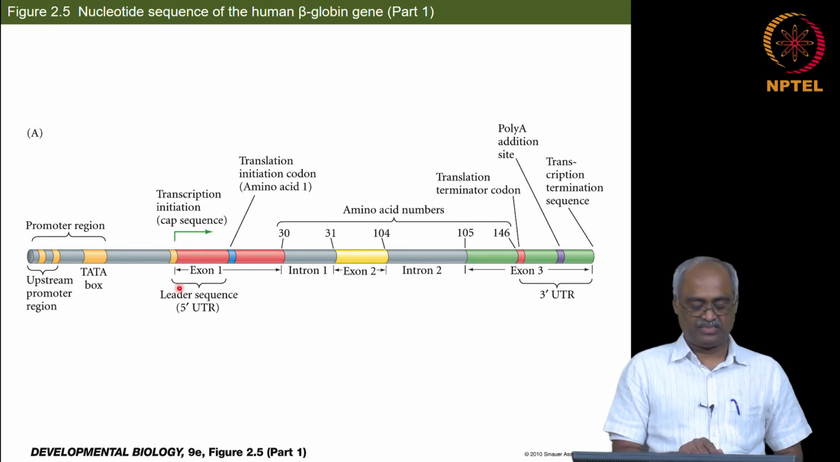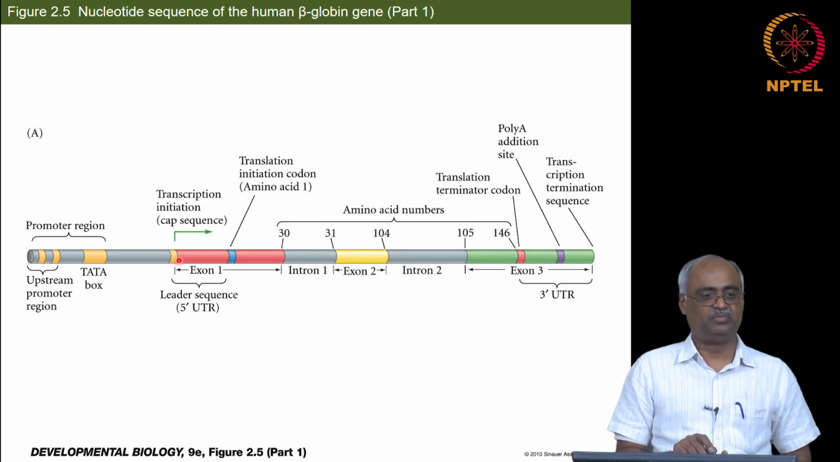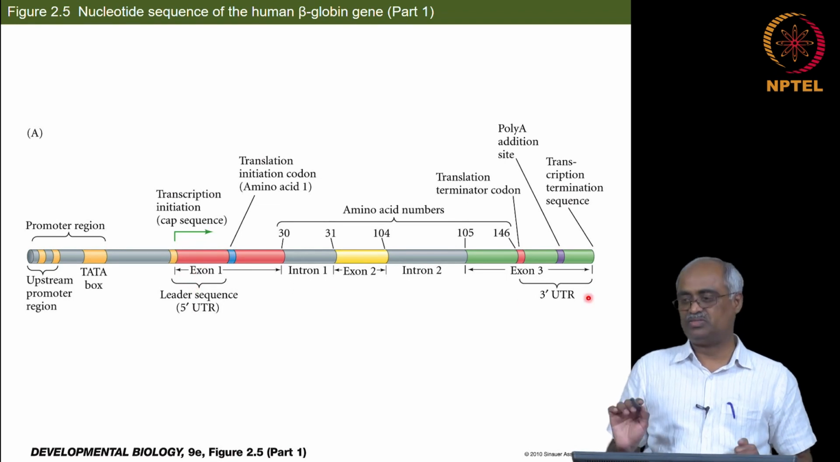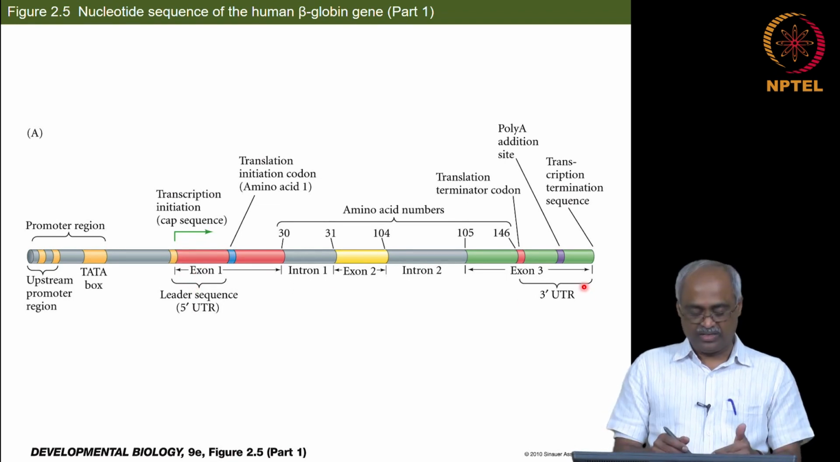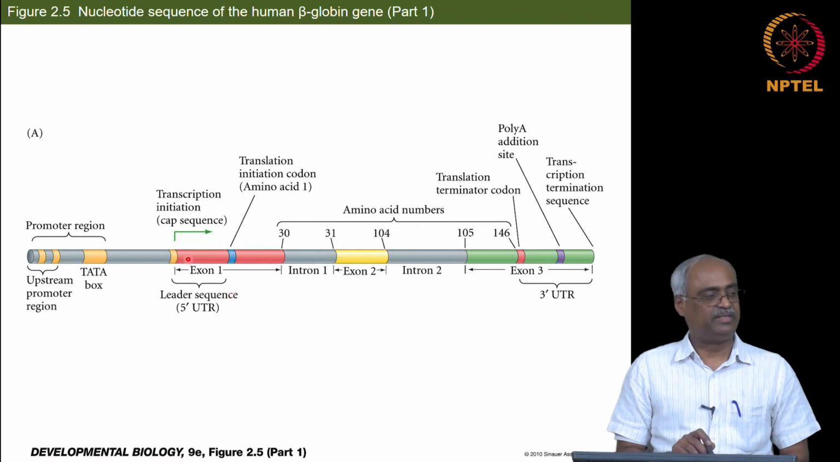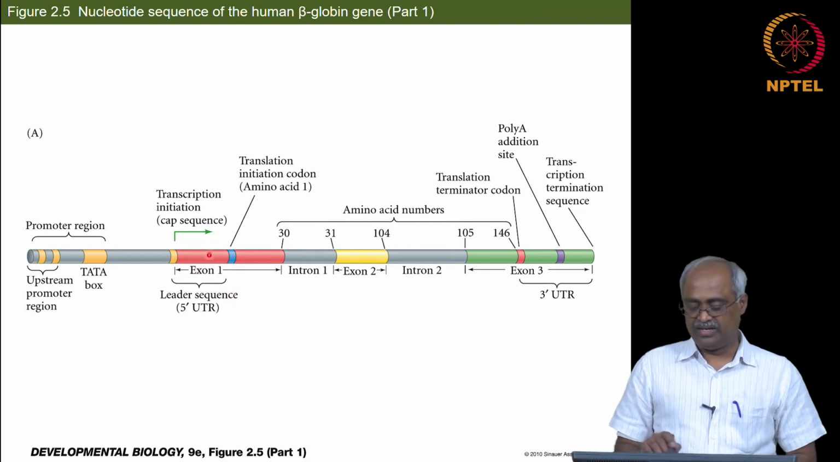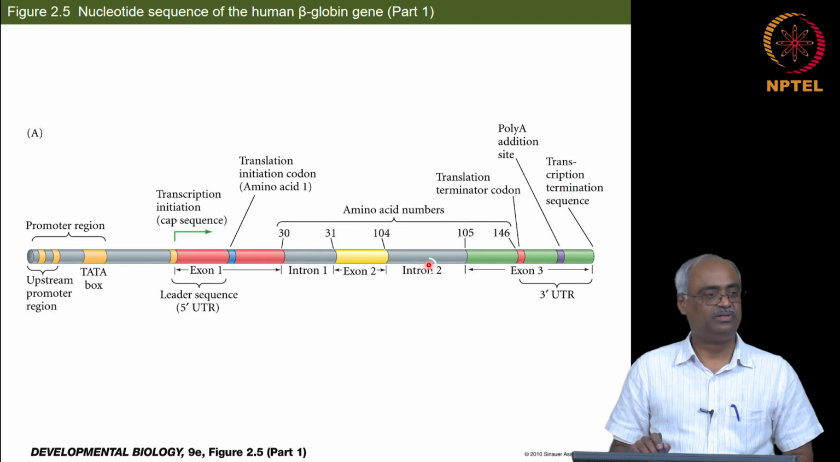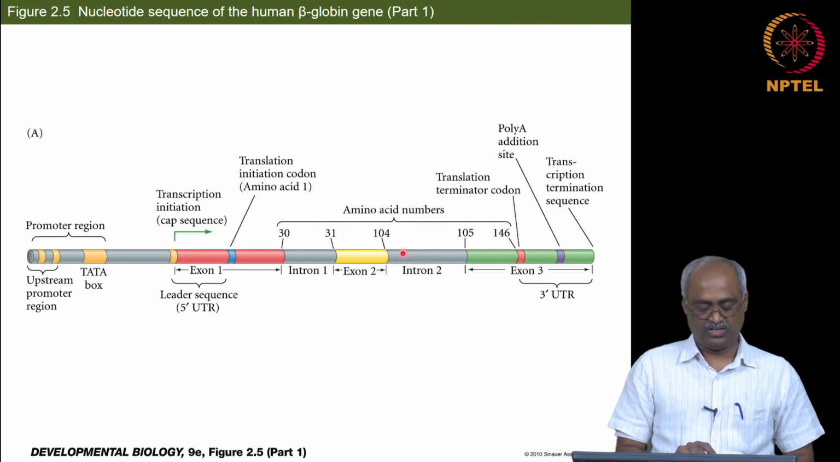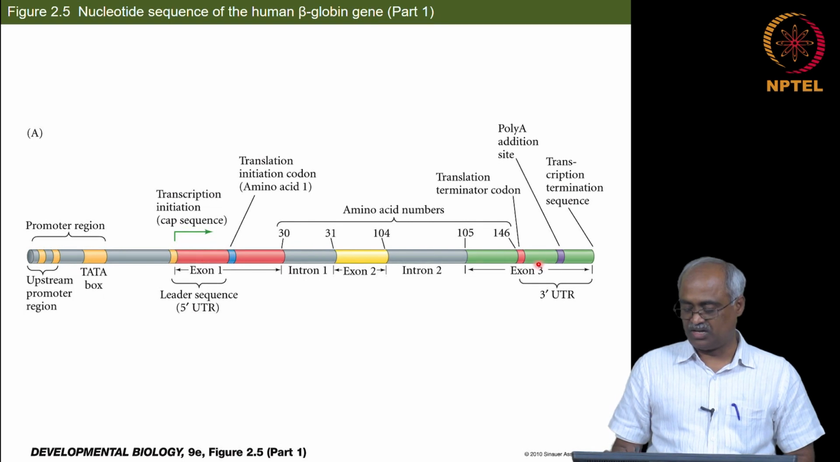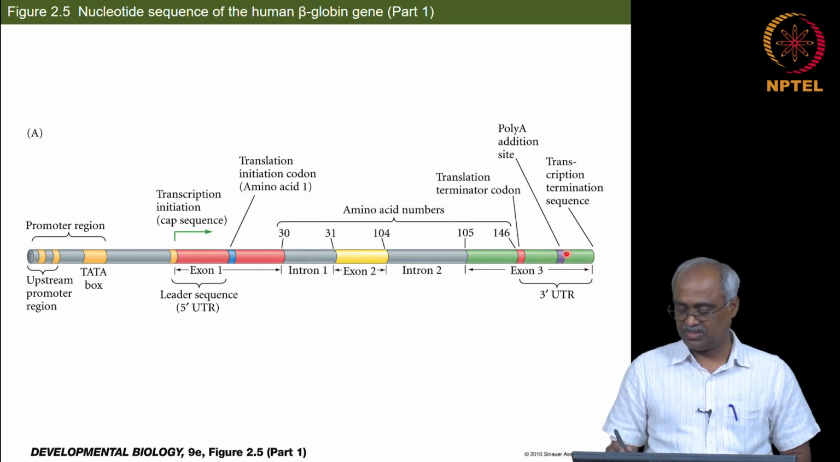Then, starting from the start codon, which is ATG coding for methionine, you go all the way to the stop codon. So, when you look at the gene structure, these coding sequences are divided into exons with intervening introns. Is this clear? So, this we understood now, starting from ATG to the stop codon. The stop codon is somewhere here.